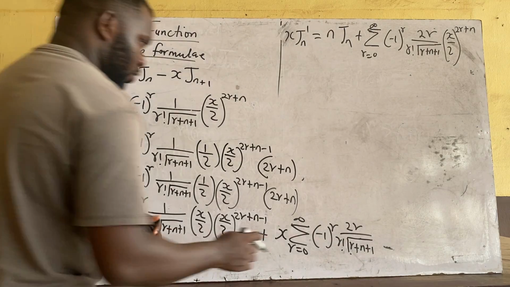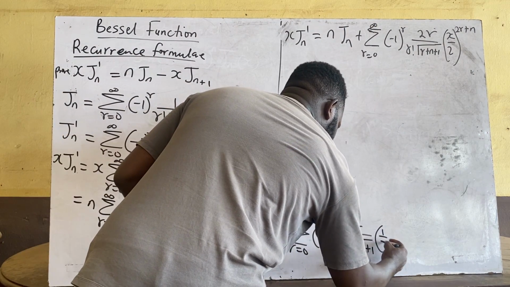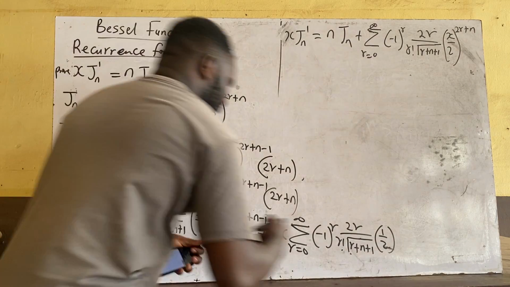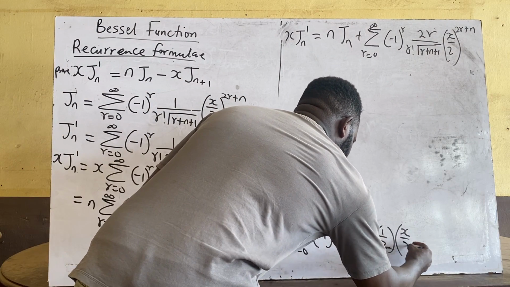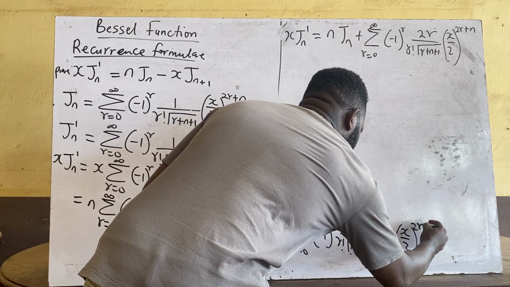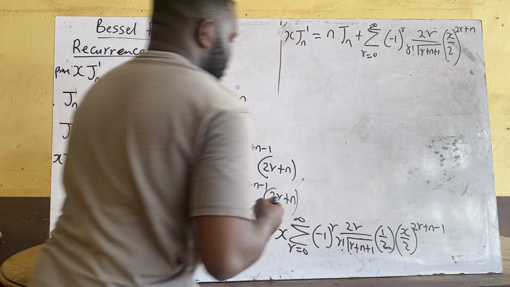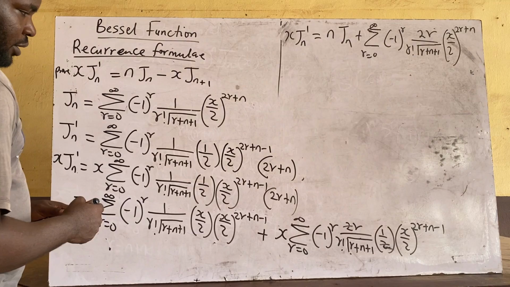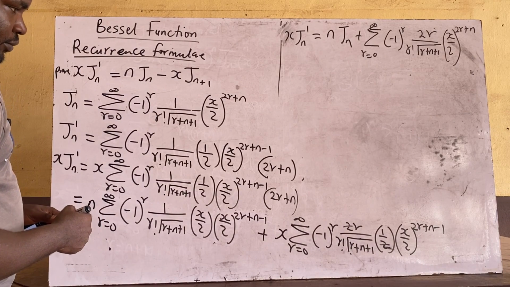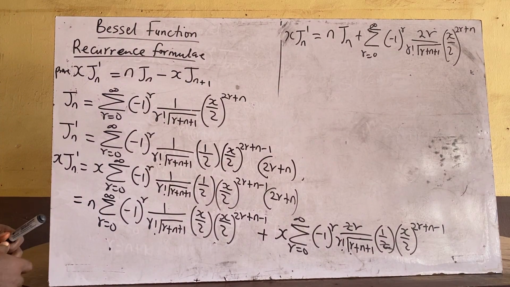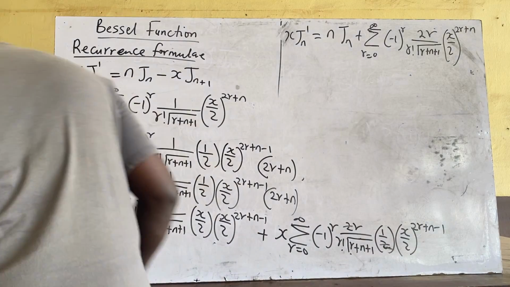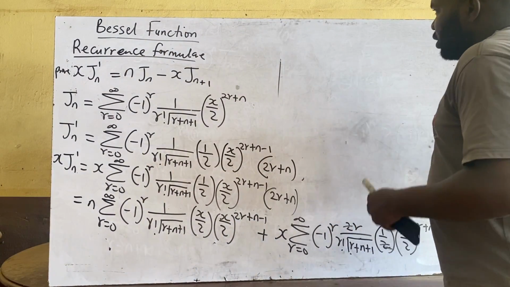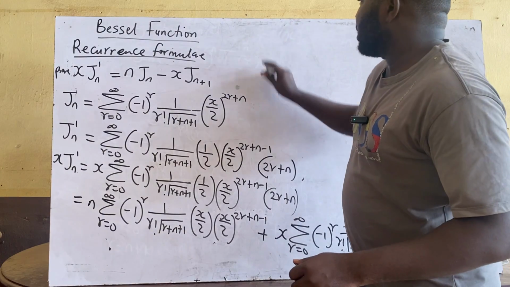Then I'm having 1 over 2 here. Then am I done with everything? Okay, then I'm having x over 2 raised to power 2r plus n minus 1. So obviously 2 will take care of the 2 here. Then what again? 2 will take care of the 2 here. So I'm now left with, look at this very well. I'm now left with, let me draw my line.